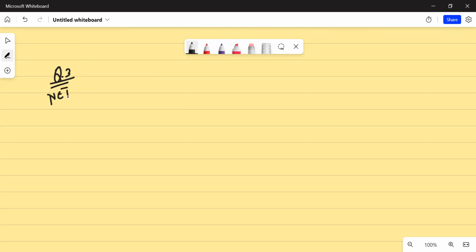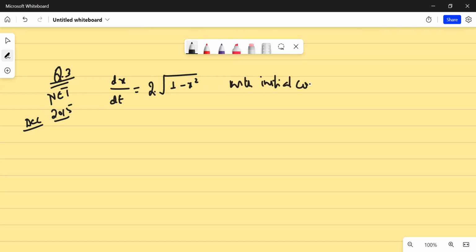So let us do another question that was asked in NET examination. And mind you, this is the question that I did wrong even while I was teaching. So don't make any silly mistakes in your examination. The given was dx by dt equals 2 times root over 1 minus x square, and the initial condition is x equal to 0 at t equal to 0. So they have given your independent variable as t, and your dependent variable as x.